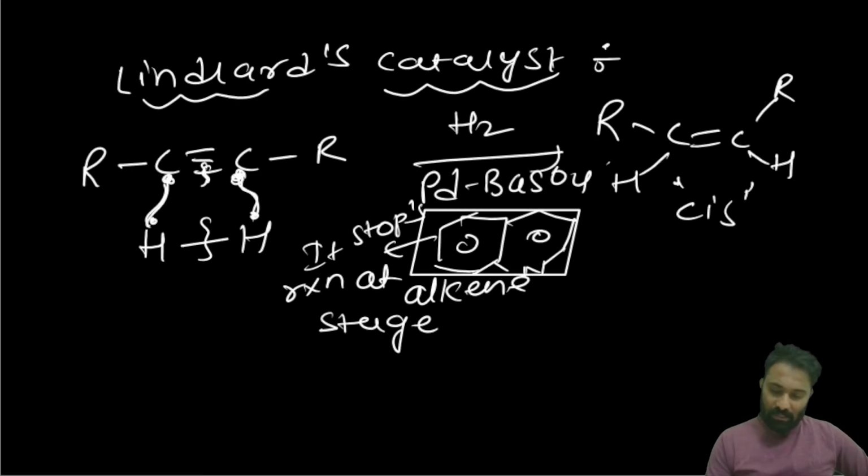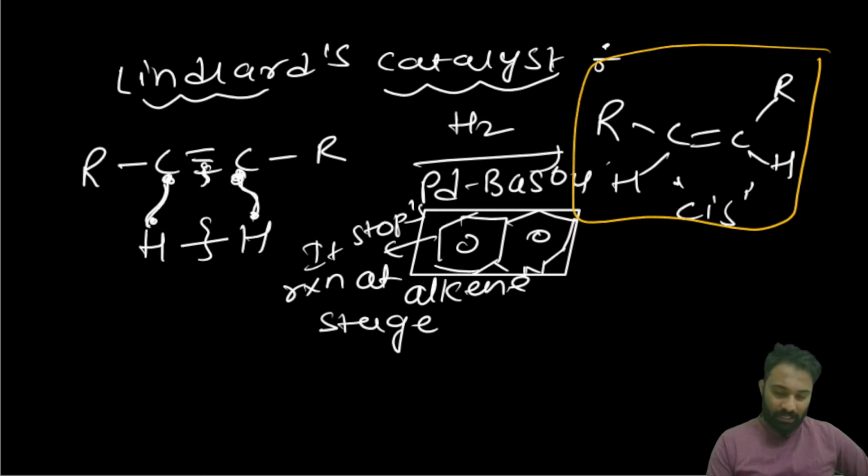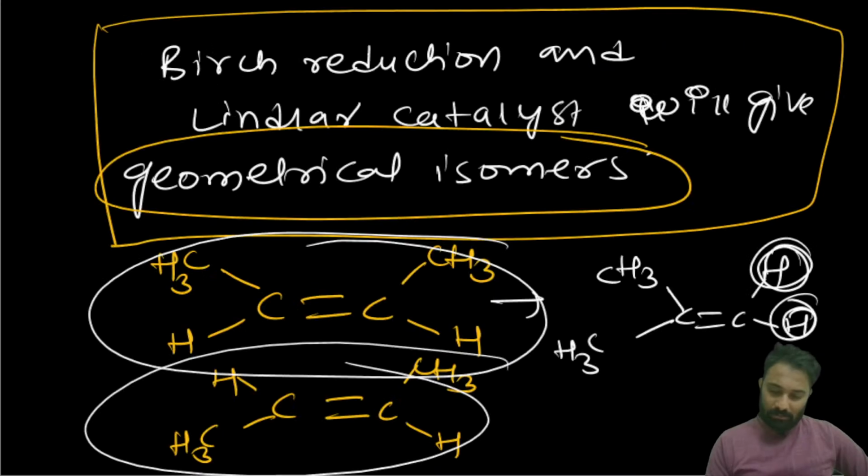Now we have seen how the Lindlar's catalyst gives the cis product. This is somewhat of the mechanism we have seen. Then the Birch reduction and the Lindlar's catalyst will give you geometrical isomerism. For the alkyne, if you do the Birch reduction and the Lindlar's catalyst, what is the relationship between A and B? They will ask. Cis and trans means GI.